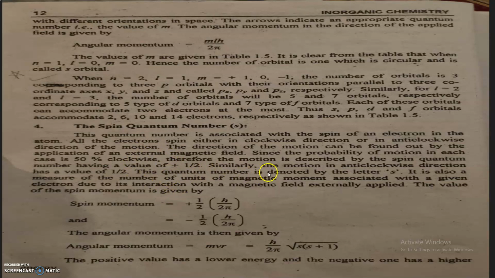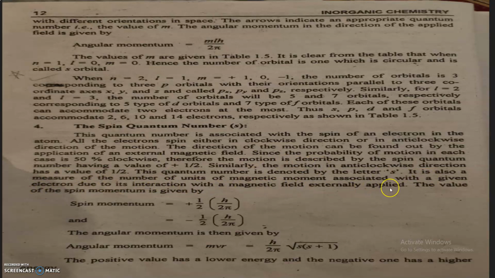This quantum number is denoted by the letter s. It is also a measure of the number of units of magnetic moment associated with a given electron due to its interaction with an externally applied magnetic field.